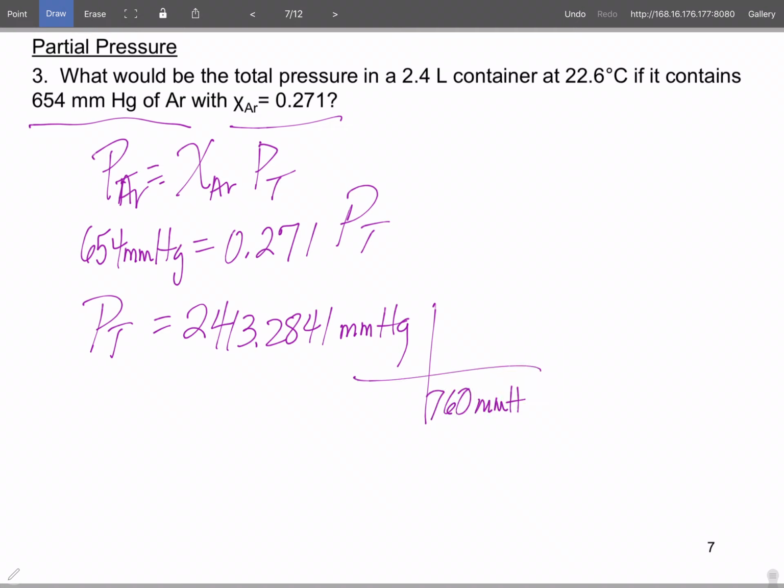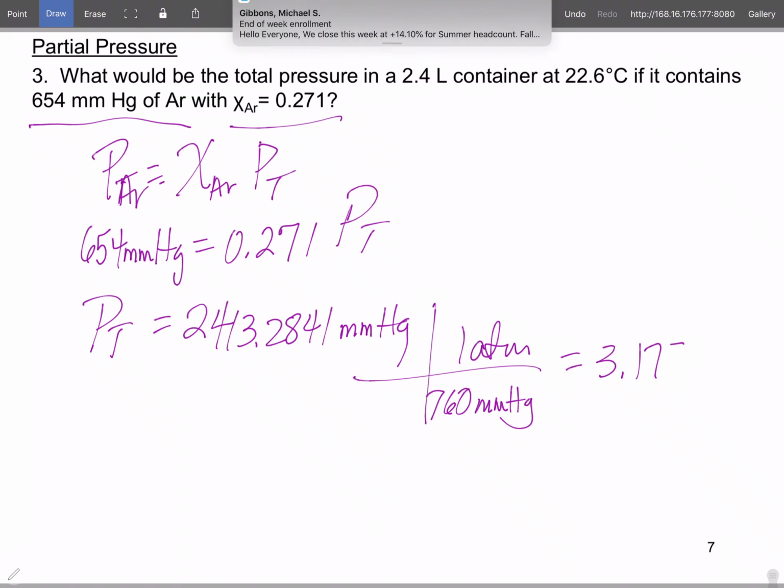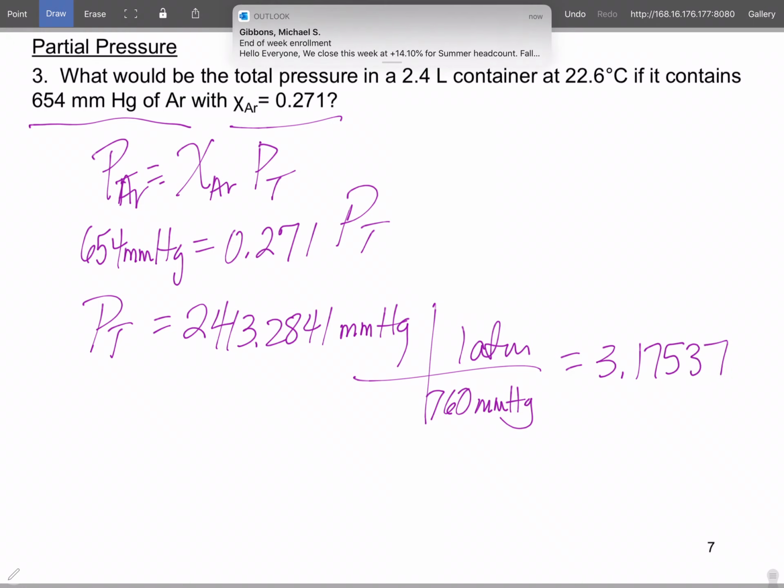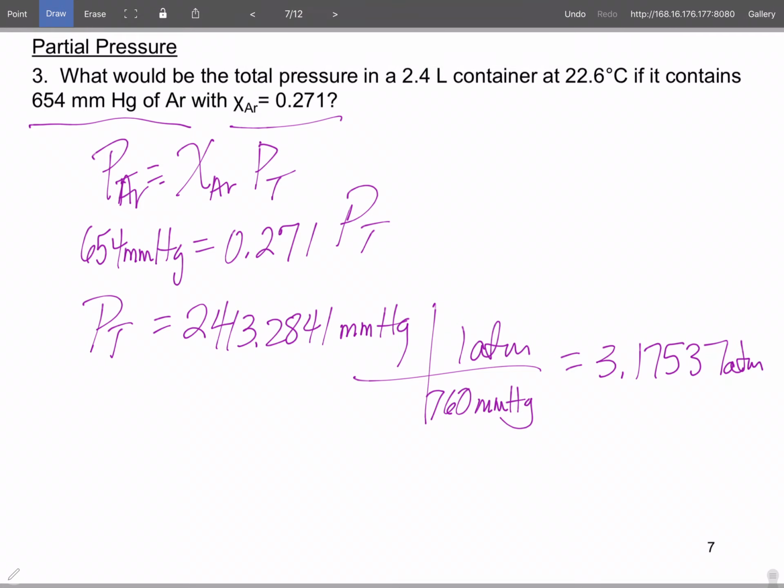Now, if for some reason I asked for it in atmospheres, you could do 760 millimeters of mercury per 1 atmosphere. So 2413.2841 divided by, oh, I forgot the 2. So I'm inserting the 2. I got 3.17537 atmospheres.